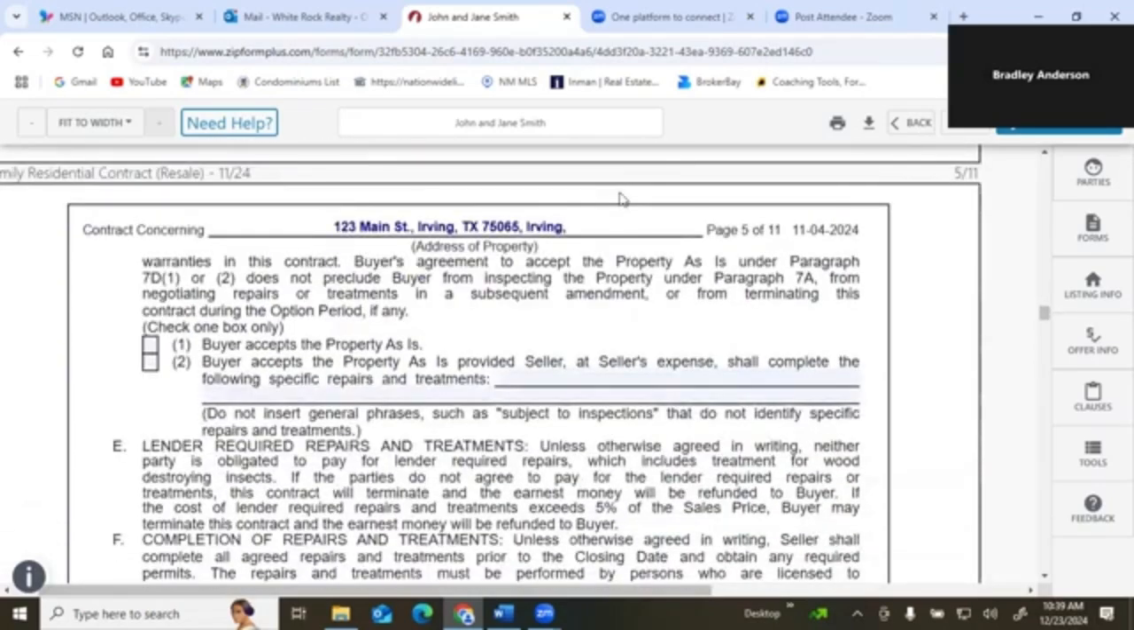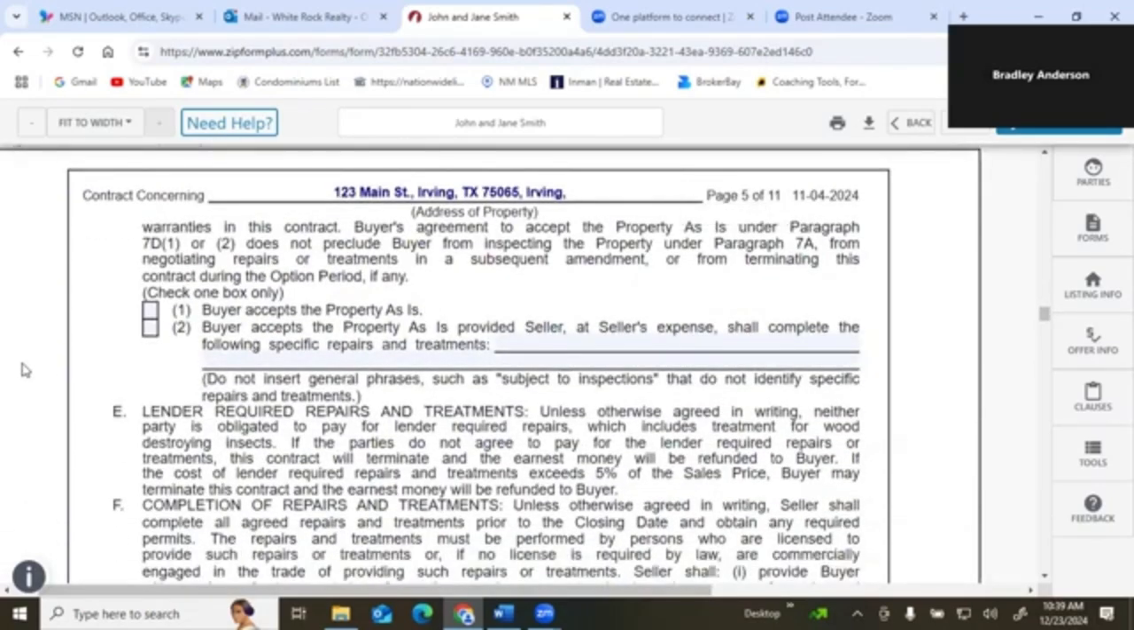And then usually the buyer is going to check buyer accepts property as is, which does not mean that they're not going to do an inspection. You can do an inspection. So why would you ever check this? Buyer accepts property as is, provided the seller at the seller's expense shall complete the following specific repairs and treatments. What if you just know visually after going through the property that you want things repaired that are visible to you at that time? You would put that here.